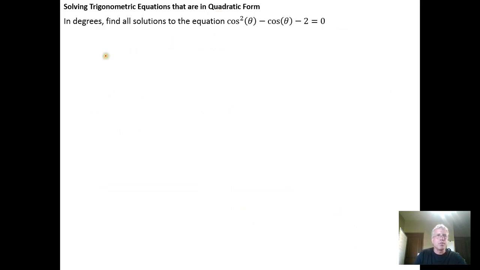So the next example, it says find in degrees all solutions to this equation, cosine squared theta minus cosine theta minus 2 equals 0. So we'll rewrite the equation. We have cosine squared theta minus cosine theta minus 2 equals 0. And I want to recognize that this is also in a quadratic form. If we let x represent the cosine of theta, so we make the substitution, everywhere we see cosine theta, replace it with an x, what we would get is x squared right here minus x minus 2 equals 0.